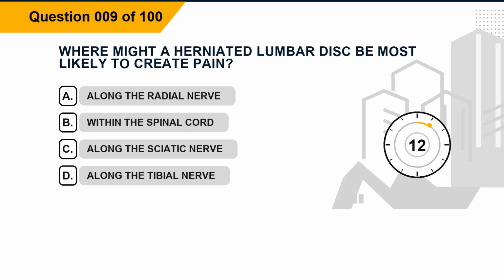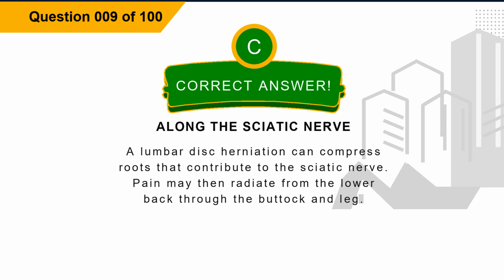Question 9. Where might a herniated lumbar disc be most likely to create pain? Option A. Along the radial nerve. Option B. Within the spinal cord. Option C. Along the sciatic nerve. Option D. Along the tibial nerve. The correct answer is option C. Along the sciatic nerve. Explanation. A lumbar disc herniation can compress roots that contribute to the sciatic nerve. Pain may then radiate from the lower back through the buttock and leg.